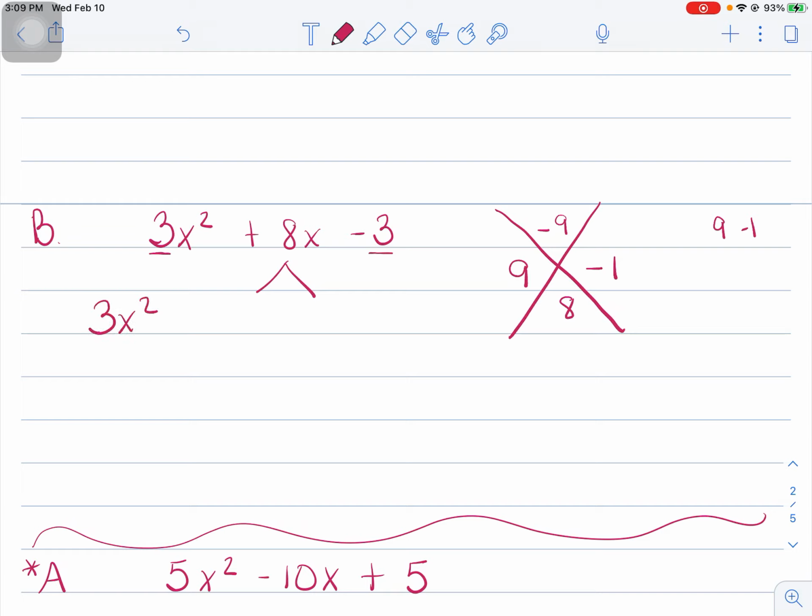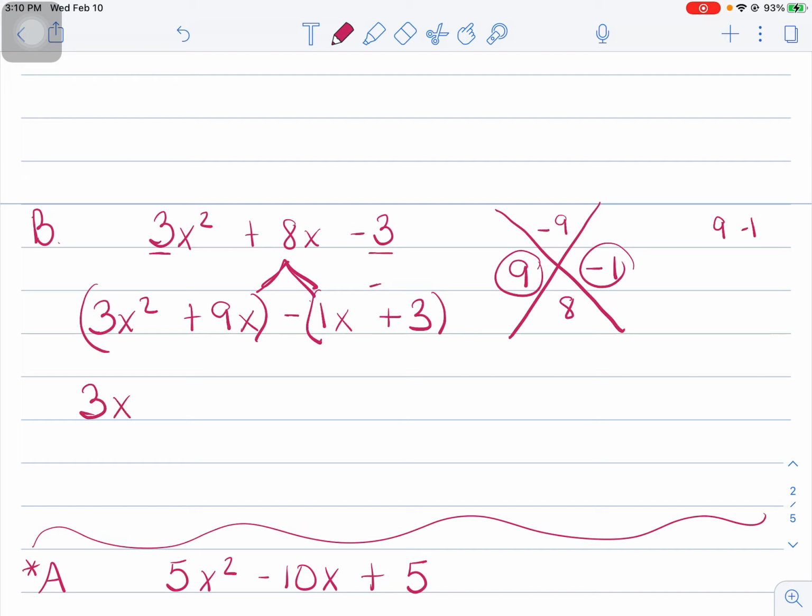So 3x squared, I bring my a down, plus my 9x minus 1x. So these factors just split this middle term up, minus 3. Then I'm going to factor by grouping. So I'm going to group together my pieces. And when I see that negative, I can go ahead and change this to a positive if I want to kind of help me know what's going to happen. So now I'm going to pull out my greatest common factor. So 3x will give me x left plus 3.